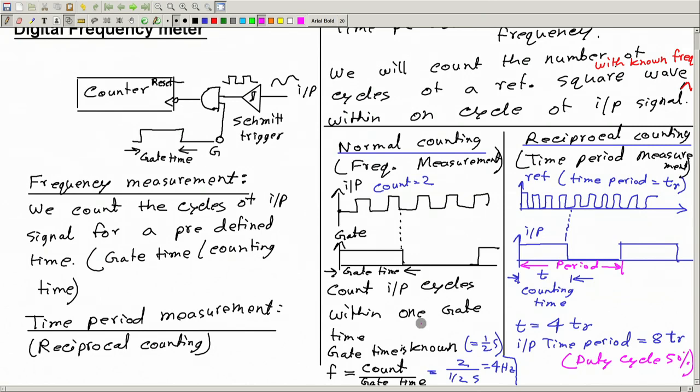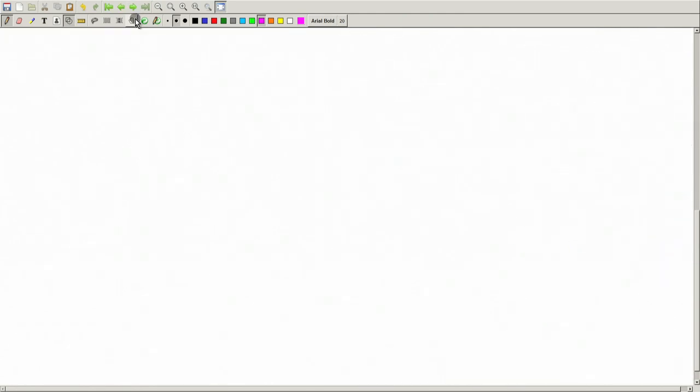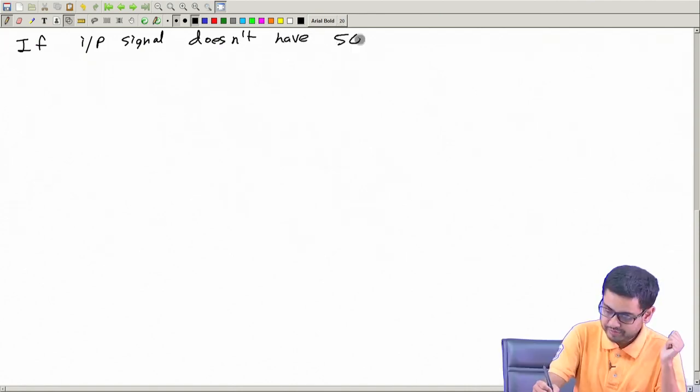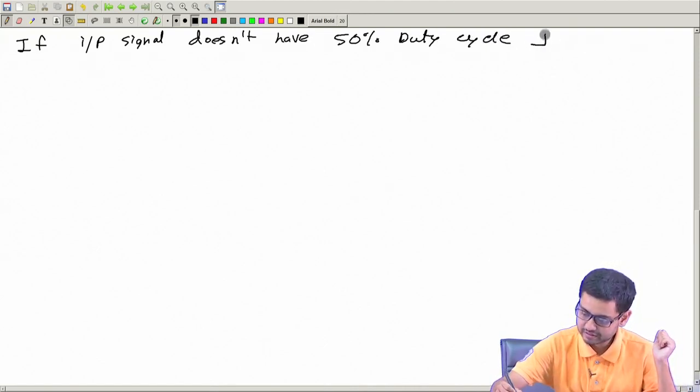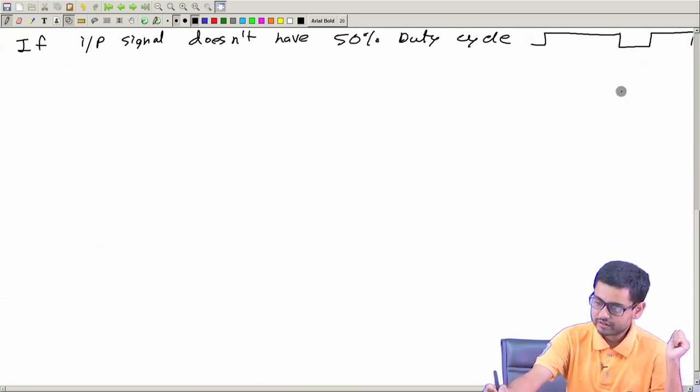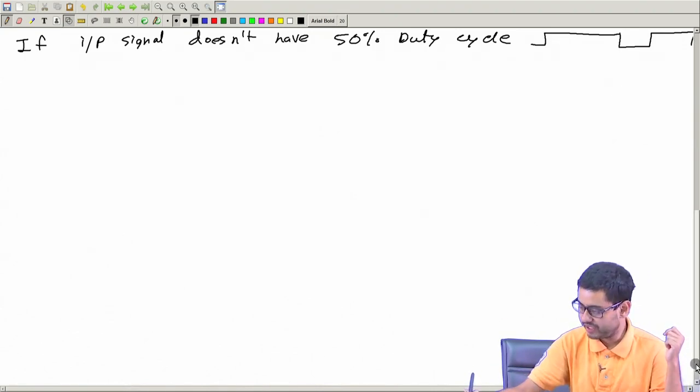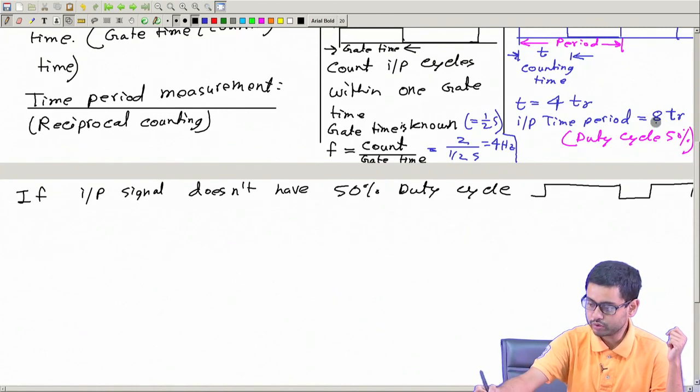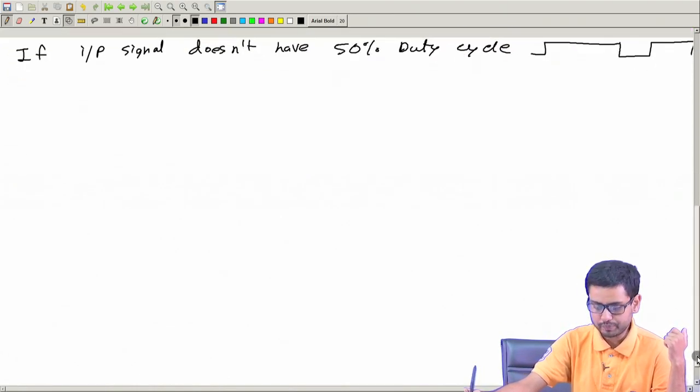And okay, you may ask, what if the input signal is not of 50% duty cycle? Okay. So, this is a small interesting question. If input signal does not have 50% duty cycle, okay, it is like this, say long on time and short off time, okay. So, then we cannot simply multiply by a factor of 2 and get the time period. Okay. So, what can we do?